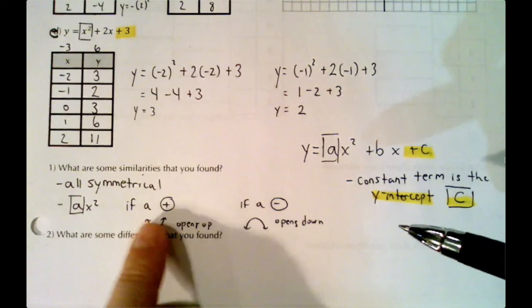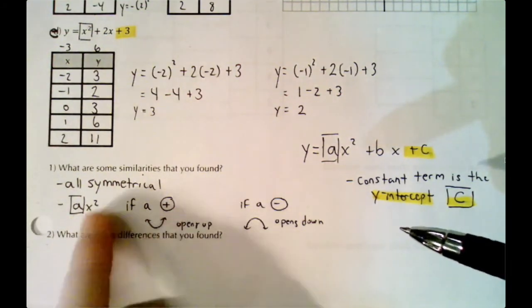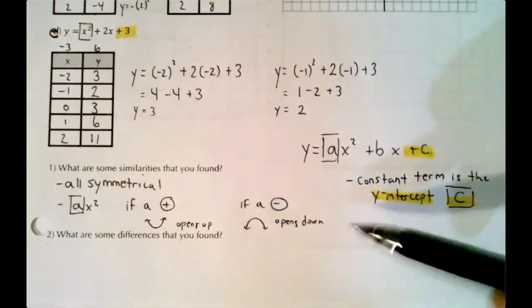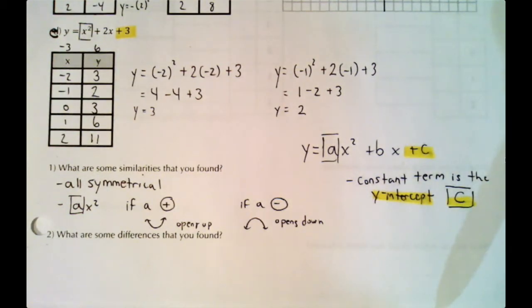Some of them had a positive, so they opened up, but some of them were negative, so that's technically a difference. I kind of answered both questions at once. That was a really poor explanation of that.